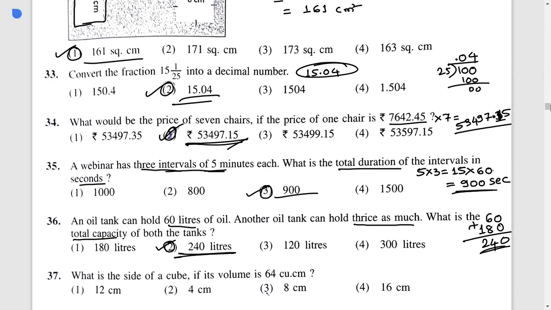Now next question. What is the side of a cube if its volume is 64 cubic centimeter? So volume of cube is a cube. If the side a cube is equal to 64, it can be also written as a into a into a, which is equal to 4 into 4 into 4. So a value is now what? 4. So side of the cube is now 4 centimeter. So option B is the correct answer here.